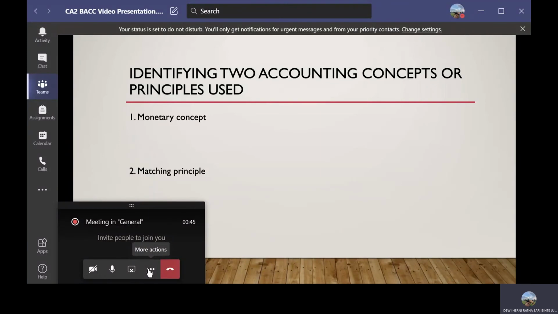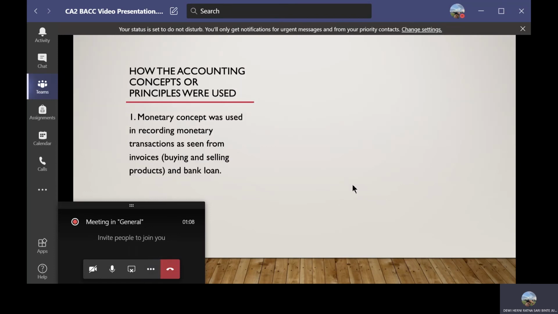Question B is to identify at least two accounting concepts or principles and determine how it was used in this project. So, the two that were used were the monetary concept and the matching principle. Moving on to how the accounting concepts or principles were used.